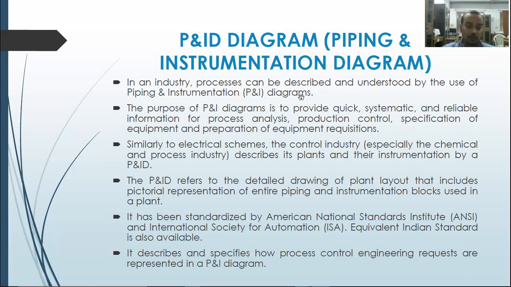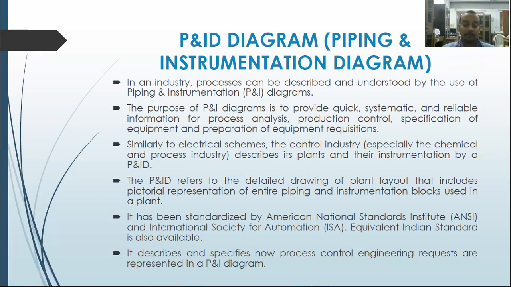As I already mentioned, without this piping and instrumentation diagram, clear and quick knowledge cannot be given to the audience, the instrumentation engineers, or the engineers associated with the industry. That can only be given by the P&I diagram rather than the block diagram. The second point tells us that the purpose of the P&I diagram is to provide quick, systematic, and reliable information for process analysis, production control, specification of the equipment, and preparation of equipment requisitions.